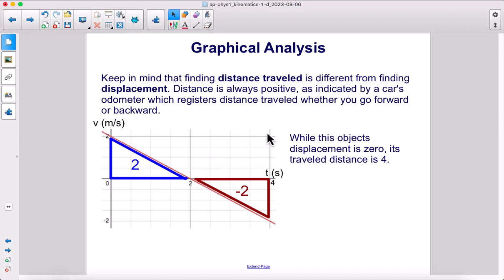However, if you're trying to find the distance traveled, that is different than displacement. Distance traveled is always positive, as indicated by a car's odometer. The odometer is going to measure how far your car has gone. It doesn't care what direction you went in. So while this object's displacement is 0, its traveled distance was 4. So you're just going to treat this as a positive number instead of a negative number. Add them together and you get 4.